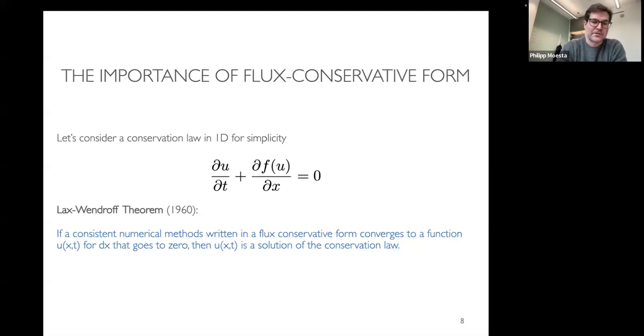There is a theorem that if we can find a consistent numerical method in flux conservative form, and it converges to a function u(x,t) as the grid spacing goes to 0, then u(x,t) is a solution of the conservation law. This may seem trivial, but once we go into discretizations, it is not as trivial for all the choices we can make. So it's important that we have this property, since otherwise we have a much harder time figuring out if the discretized version of what we're trying to find actually converges to the real solution of the equation we want to solve. So it is quite crucial to write down these equations in this form.